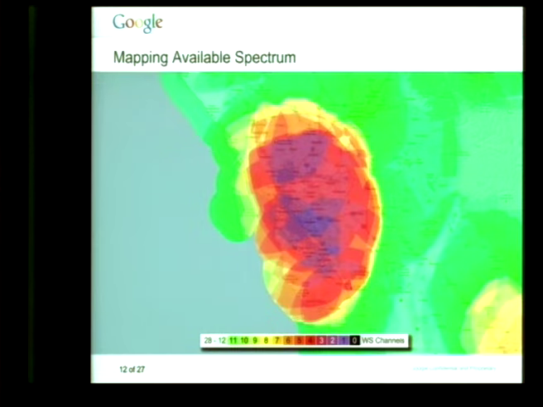So here's a picture if we map out what is that available spectrum. This is for the San Francisco area. And a very common question I get is, well, how much white space is available in San Francisco or some other city? And I can't give them a simple, straight answer because it's fairly complicated.